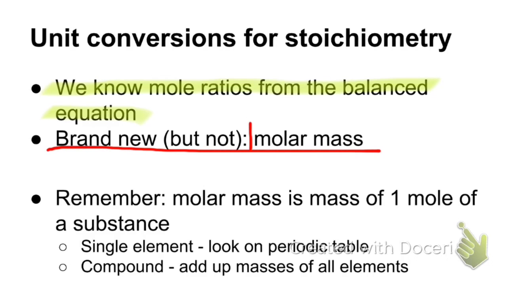Molar mass, which we learned about back in 7a. We know the definition of molar mass is the mass of 1 mole of a substance. And how do we find the mass of 1 mole of a substance? We look at the mass for the element on the periodic table. And if we've got a compound, we take the mass of all the elements and add them all together.